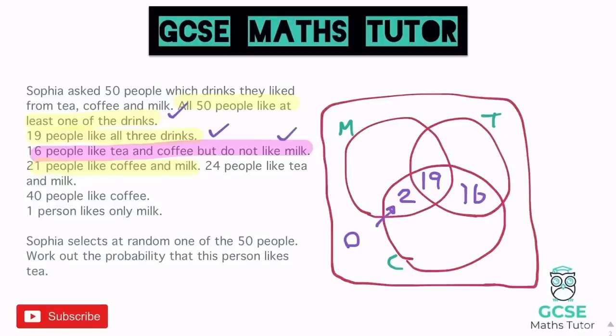How many have we done now? We've done all 4 of those. There's lots on here. On to the next one. We've got 24 people like tea and milk. So 24 people like tea and milk.